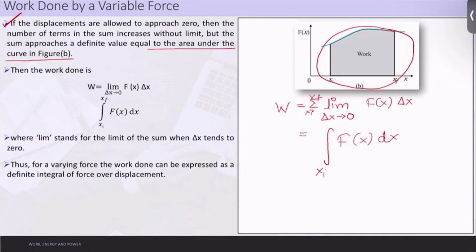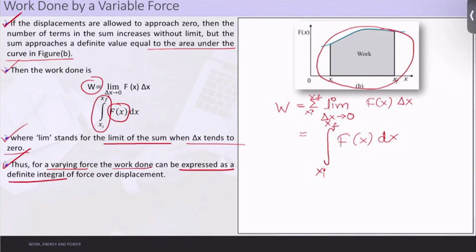Again, the limits should be from xi to xf. Fine. So that is how we can find the work done. Work done is basically nothing but the integration from xi to xf of f of x dx, where limit stands for the limit of the sum where delta x tends to 0. Thus for a varying force, the work done can be expressed as a definite integral of force over displacement.